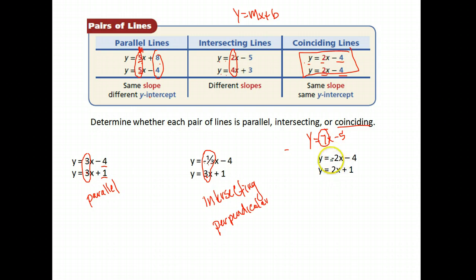Alright, let's take a look at this one. So we check out their slopes. One has a slope of -2, the other has a slope of 2. So these would just be intersecting. They have different slopes, so they cannot be parallel or coinciding.